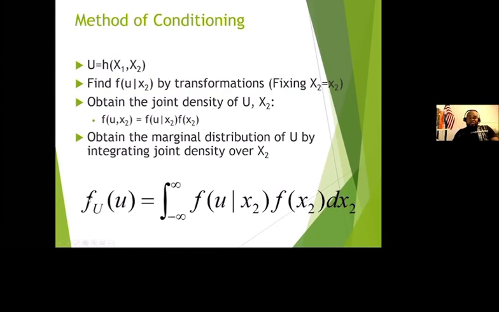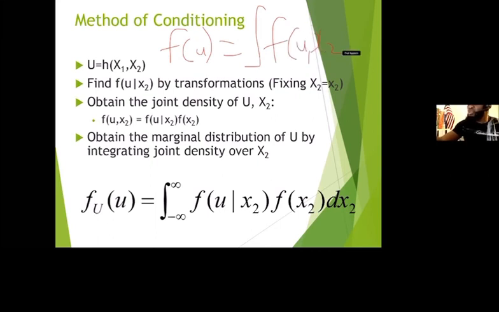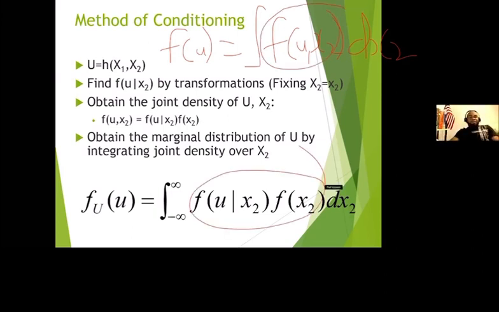Look at that. So if I want to get my f of u, you know that the moment I have this guy here, my f of u would be the integral of f of u, x2, of course, ds2. That's what we did before. We're going to integrate out x2. And don't forget, f of u, x2 is the product of that. So this is what we call the method of conditioning.